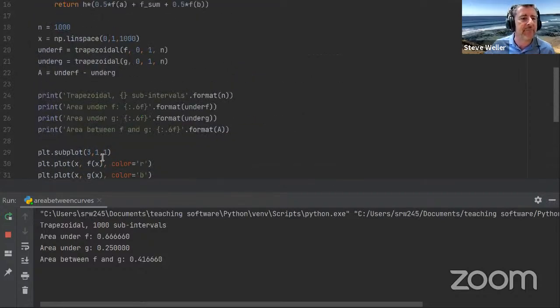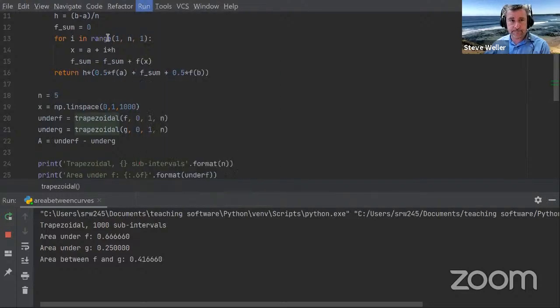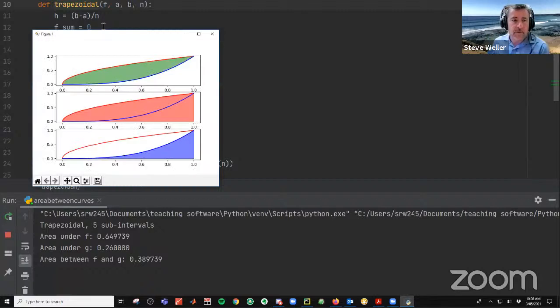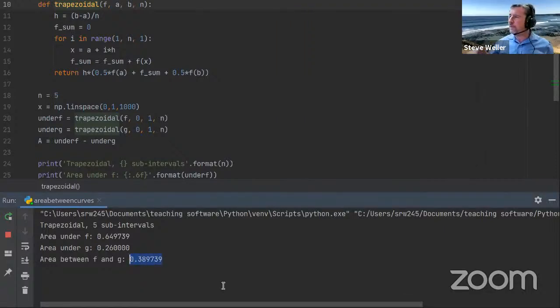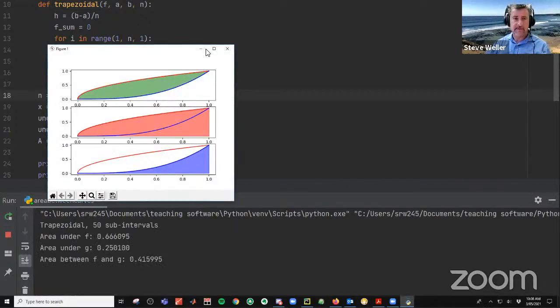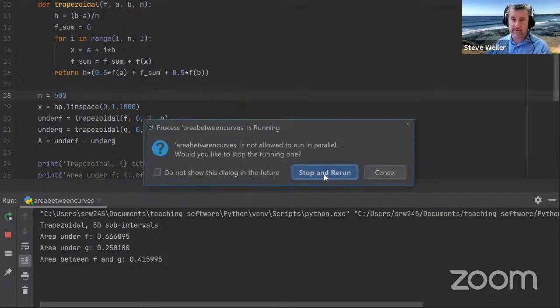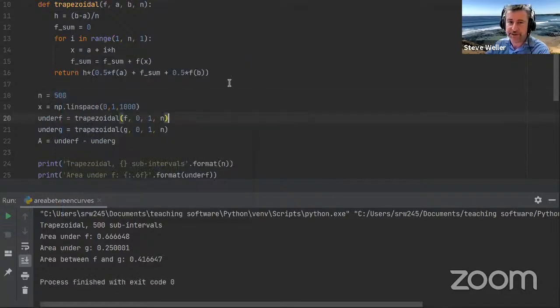0.416667. So what happens now if we experiment and we drop down the number of panels to 5, run that code again. We'll see no change in the plots, but we'll see that on the console, the area between F and G is being computed to much less accuracy. That's not surprising because we're only using 5 subintervals. If we bump it up to 50 and run it again, we'll get an answer closer to the 0.416667. Bump it up again to 500 subintervals, and we're basically at the correct answer to 3 or 4 decimal places. Easily good enough for engineering applications.